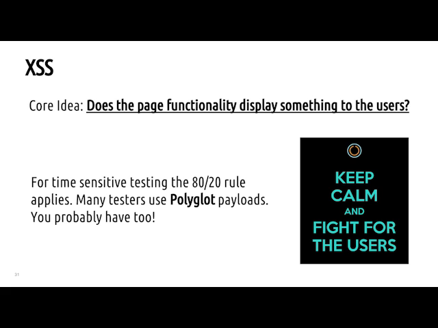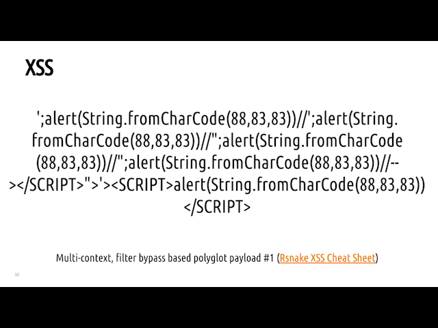So the big part of this presentation is actually fuzzing for vulnerabilities and some tactical ways to do this fuzzing. I don't know who came up with the term tactical fuzzing. It was a couple of years ago that I heard it, but I really like it because it gives me some more information around fuzzing that I didn't usually have, and so I brought back some tips and tricks from the research that I garnered. So the core idea of cross-site scripting, which is the first one we're going to look at, is: does the page functionality display something to the users?